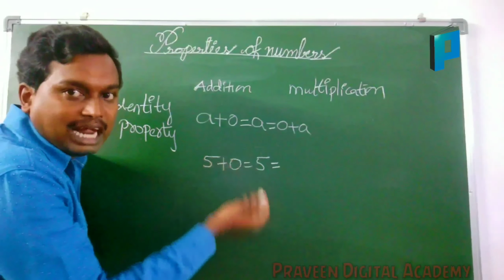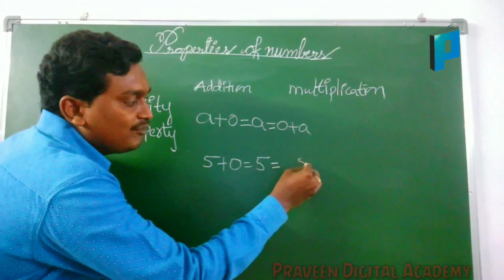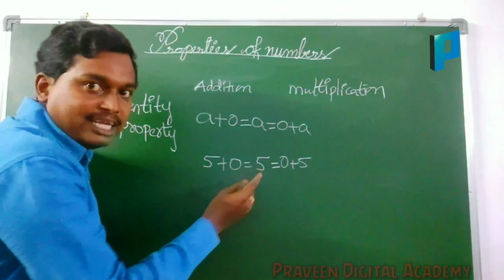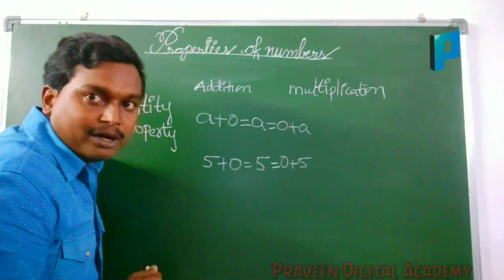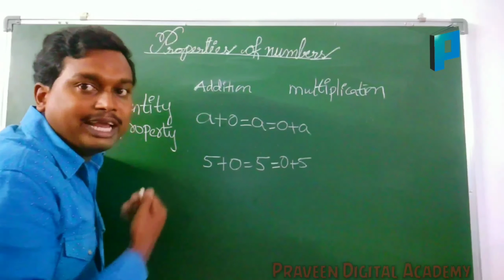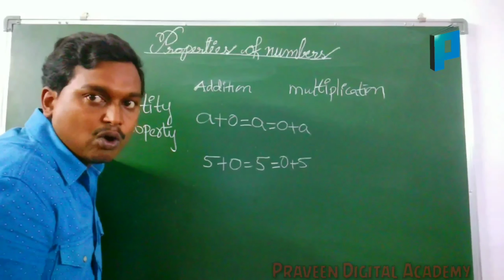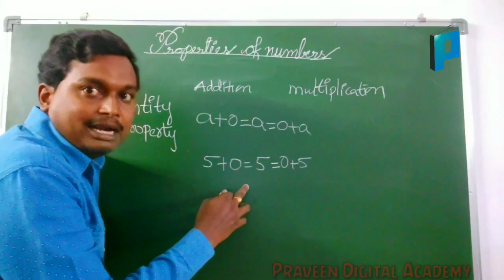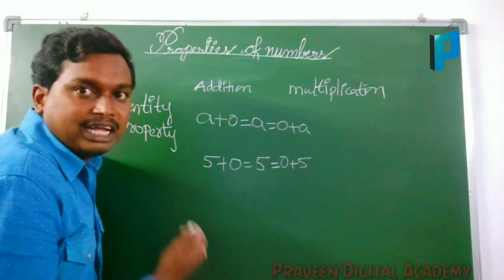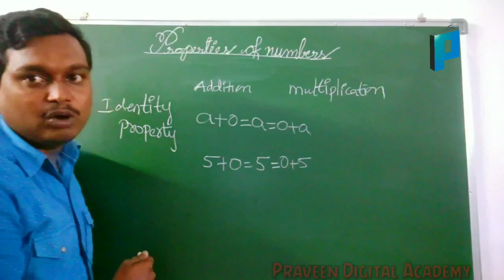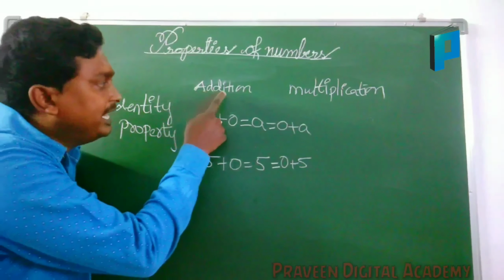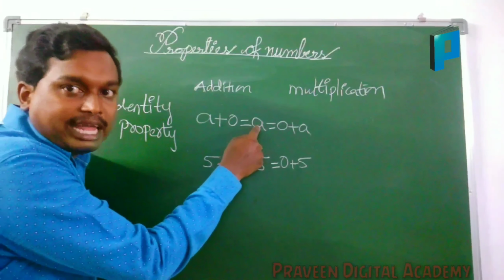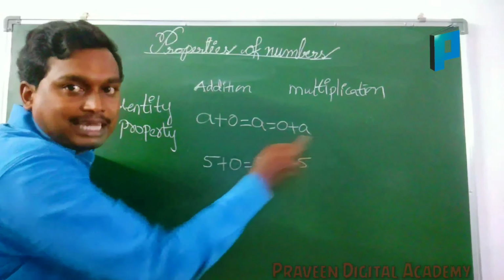Or you can say this in another way. If you are adding 5 to 0, again you will get 5. Means for some number, if you are adding 0, you will get the same number. For 0, if you are adding some number, again you will get the same number. Wherever we are having a property like that, we will call it the identity property under addition: A plus 0 is equal to A is equal to 0 plus A.